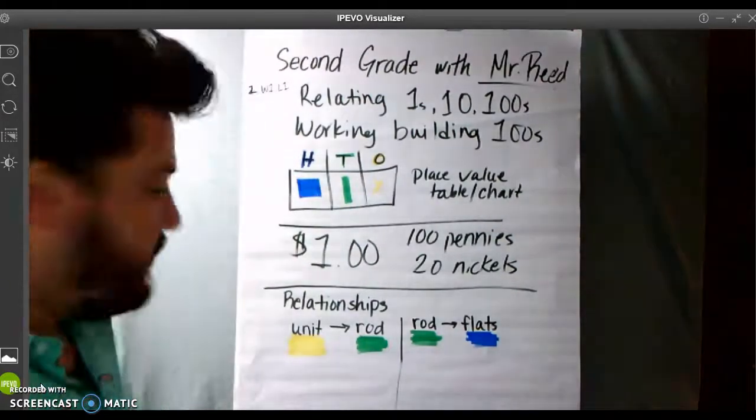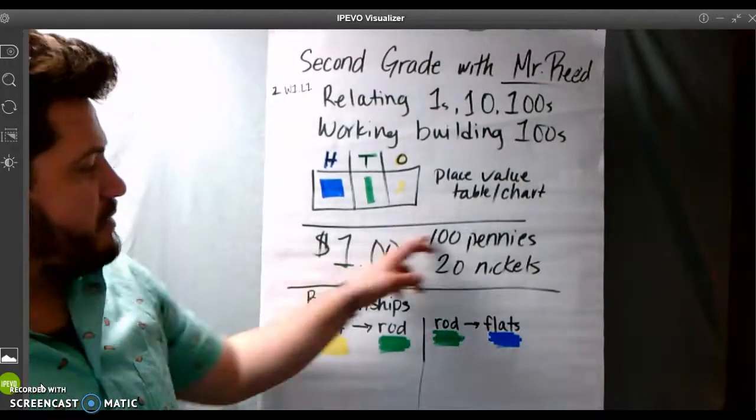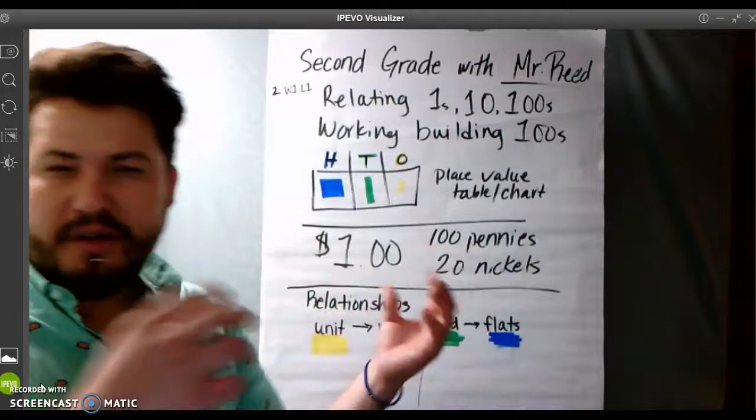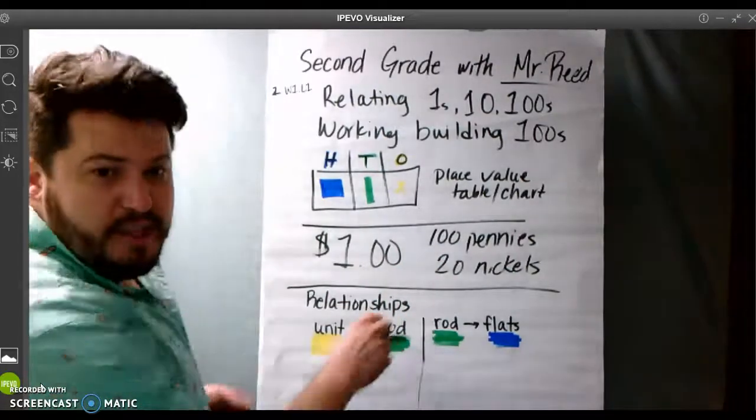Let's go ahead and go a little bit further into it too. We talked earlier about relating dollars to pennies to nickels. The same thing we're doing, converting those back and forth and kind of regrouping, right? So those key relationships right there.